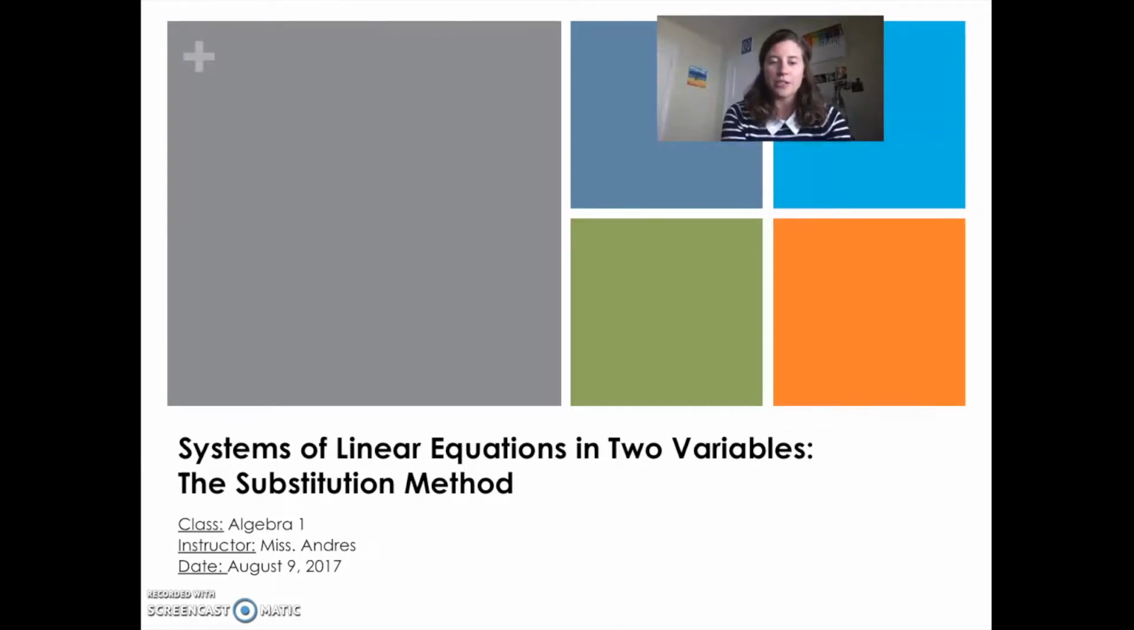We'll be learning how to solve systems of linear equations in two variables with the substitution method. By learning how to solve systems of linear equations, you will build a foundation for solving complex problems.